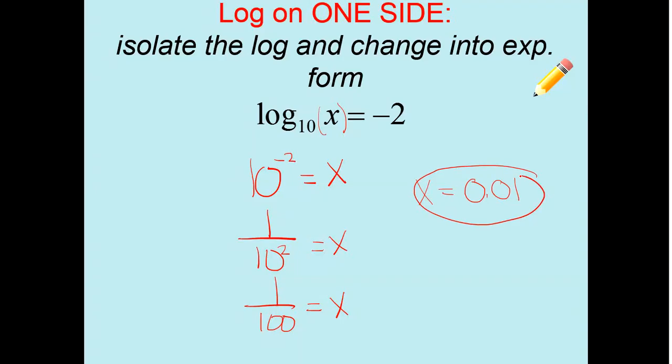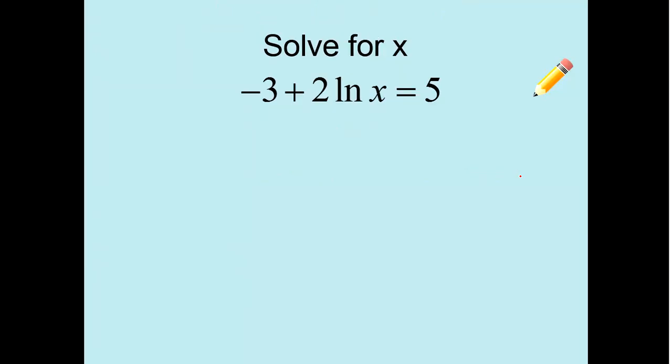But 1 over 100 is the fractional form that you're looking at. Let's try one with a little bit more meat, right? So what about negative 3 plus 2 ln of x equals 5.